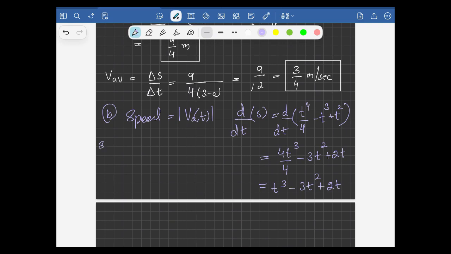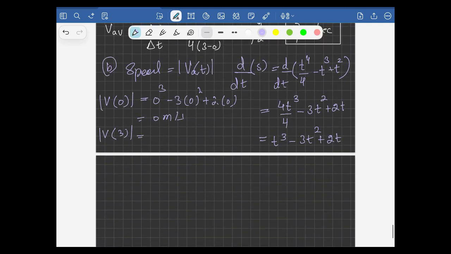So speed at point 0, absolute value, equals 0 raised to power 3 minus 3 times 0 raised to power 2 plus 2 into 0, and ultimately becomes 0 meter per second. For absolute value at 3, equals 3 raised to power 3 minus 3 into 3 square plus 2 into 3, and its absolute value.